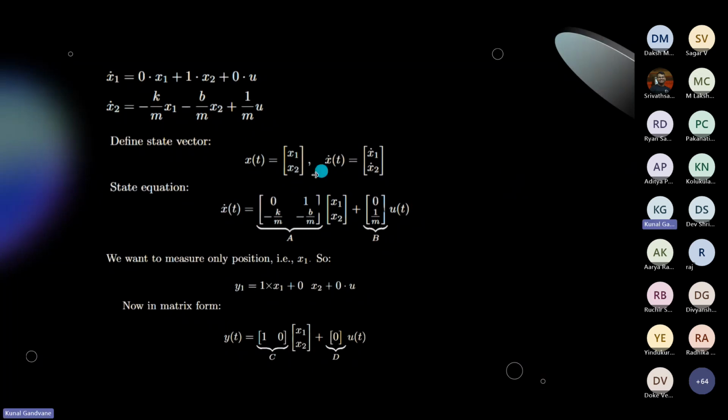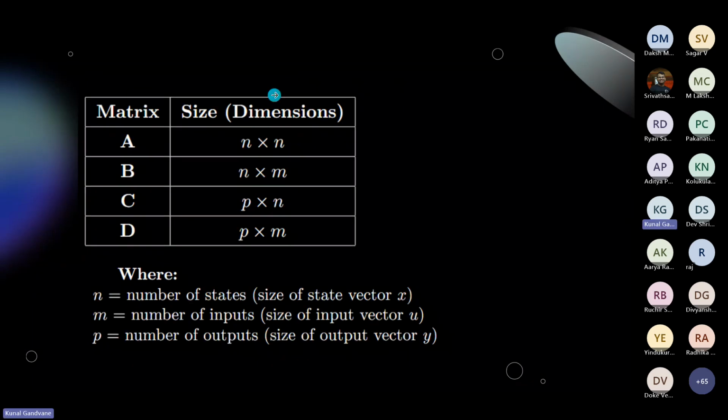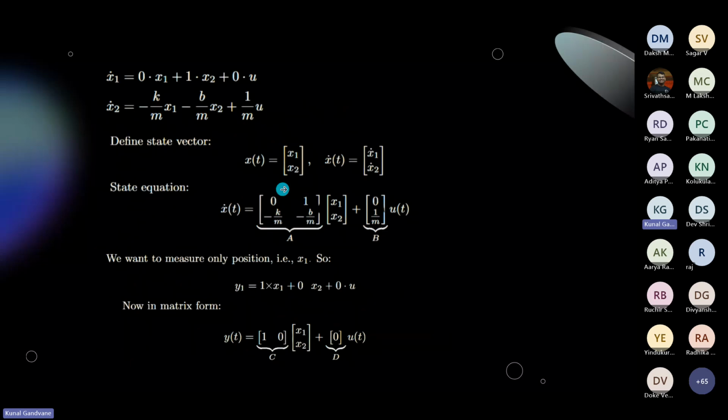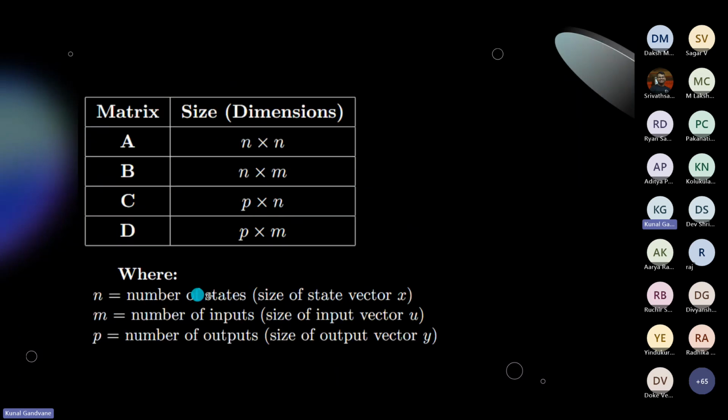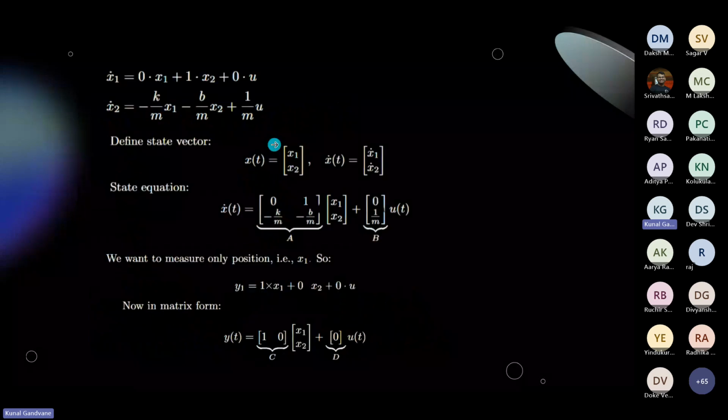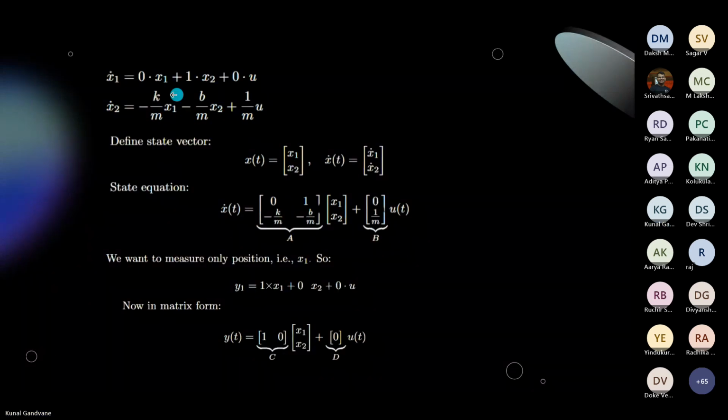So this is just a way of representation. If you solve these matrix equations, you get the original equation only. So it's just a way of representation. And this is how we can get the dimensions of these matrices. Here our n is the number of states, and our number of states is 2. So 2 cross 2, so the A matrix should be 2 cross 2. So yeah, this is how it works.